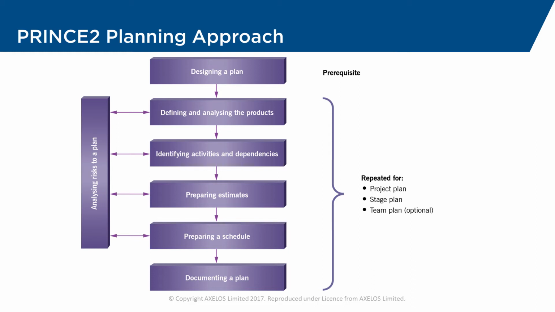Our first proper step then is to define and analyze our products. So this is making sure we understand what the products are going to be and describe them so that somebody else can build them. We're then going to look at the activities and the dependencies. Here, how are we going to build those products? So we'll need to think about which way they're going to be developed. This will then, along with the product dependencies, help us to understand all the dependencies between the different products.